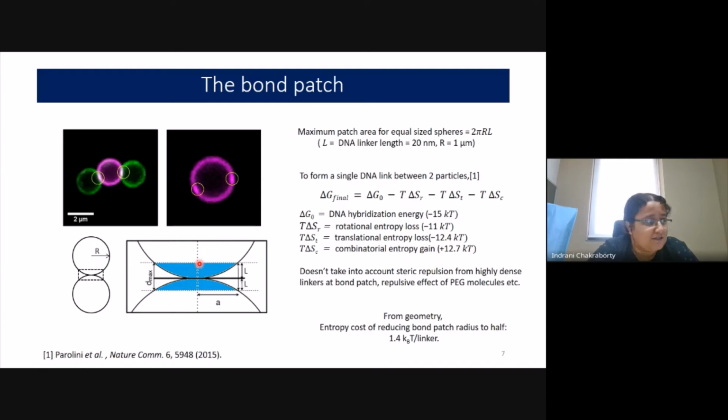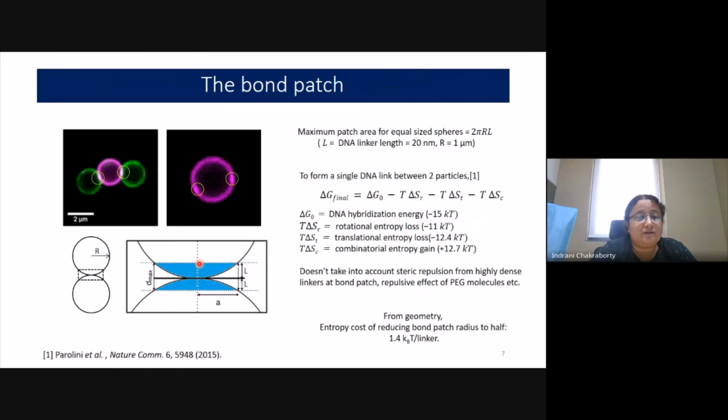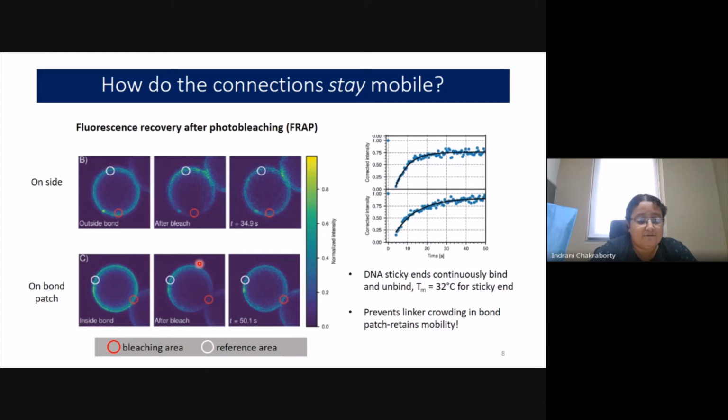Now, you can ask the question here: why don't all the DNA linkers come together, diffuse through the lipid bilayer and form a complete junction at the patch area so that the entire flexibility is lost and everything is arrested? Why does that not happen? It doesn't happen because, as I told you, the energy is quite close to kT, and if we find out the melting temperature of our 11 base pair long sticky end, it is about 32 degrees Celsius. So the DNA is expected to continuously bind and unbind.